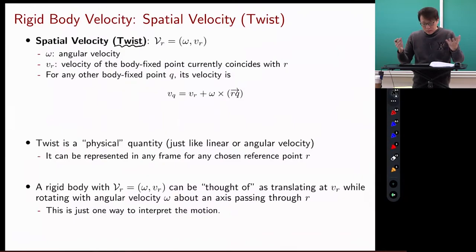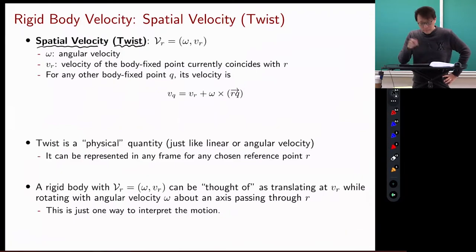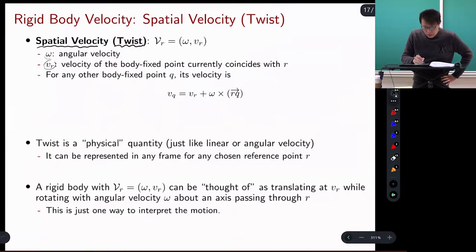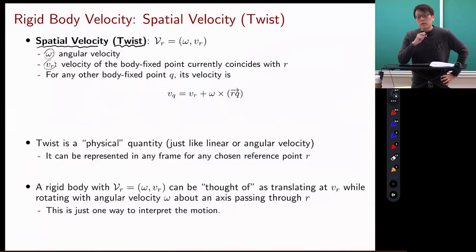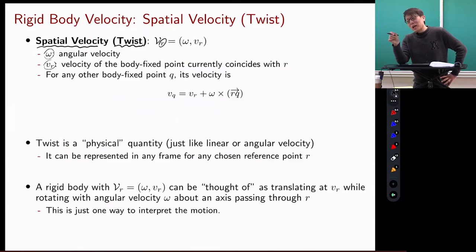We call it spatial velocity, which is the same as twist. It consists of two things: the linear velocity part and the angular velocity. But you also need to know there is a subtle thing, which is the reference point. The linear velocity is the linear velocity of a body fixed point currently coincident with the reference point. It's all about understanding that sentence. I'm repeating many, many times, and maybe in the future I'm going to repeat more.